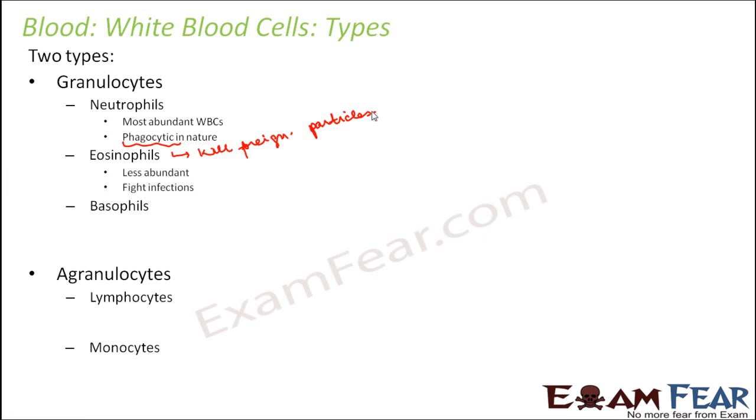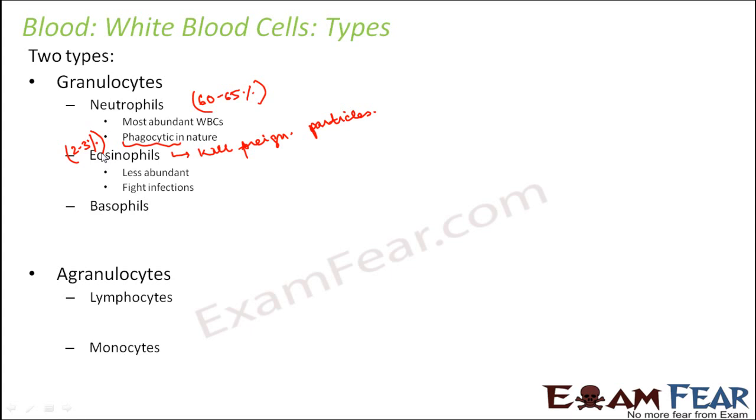Eosinophils are less abundant when compared to the neutrophils. Now percentage wise, if you look at their abundance, neutrophils constitute about 60 to 65% of the total white blood cells. So if there are total 100 white blood cells, then out of that 65 are going to be neutrophils, whereas eosinophils are very less abundant. If you look at the percentage of eosinophils, it would be somewhere around 2 to 3%. That means if there are total 100 WBCs, only 2 or 3 of them are eosinophils.